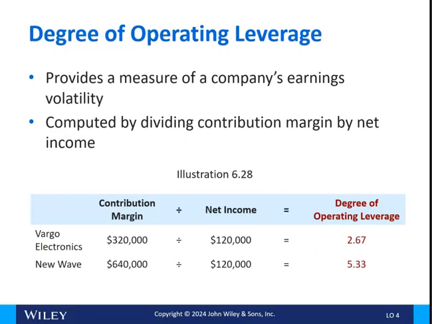Degree of operating leverage provides a measure of a company's earnings volatility and is computed by dividing the contribution margin by net income. So for our two companies, we take our contribution margin divided by our net income, and we get our degree of operating leverage. So if Vargo ends up with 2.6, New Wave is at 5.33. The higher the number, the more volatile you are, and the more net income changes with a dollar change in sales.